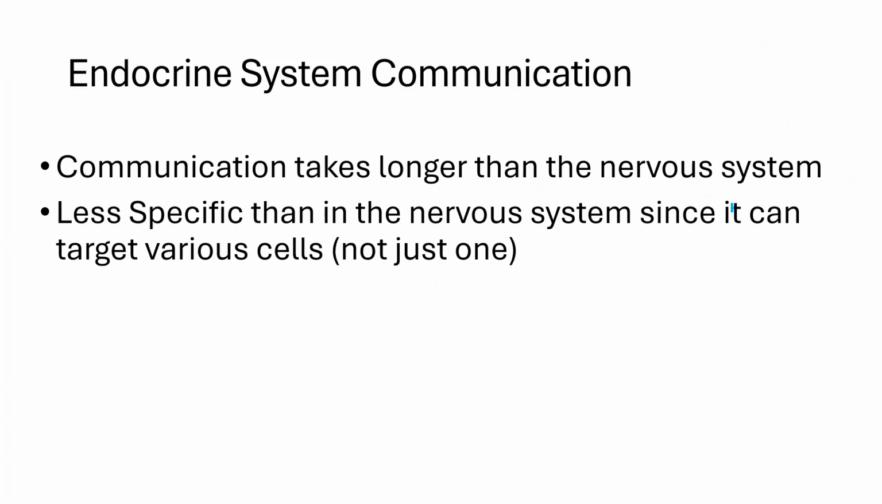Now, the endocrine system communication, like we said a second ago, is going to take longer than it does in the nervous system, and is less specific than in the nervous system, since it can target various cells, not just the one cell.